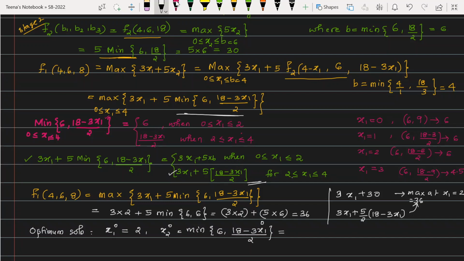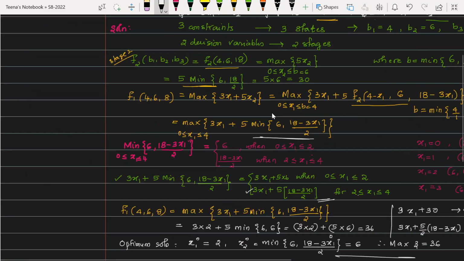So whether it be 18 minus 3 into 2 by 2 or 6, the minimum value is 6, and hence we get the optimum value of x2 as equal to 6, and therefore maximum Z is equal to 36. So this is the optimum solution for the given linear programming problem.